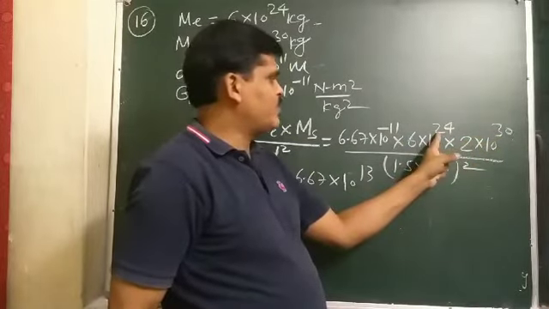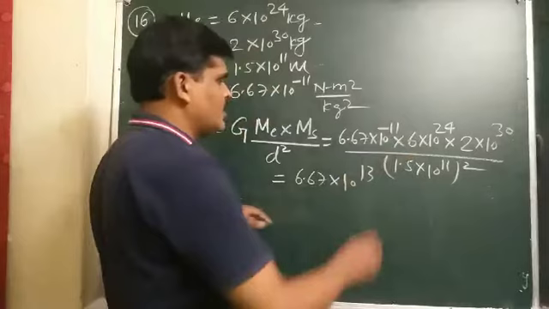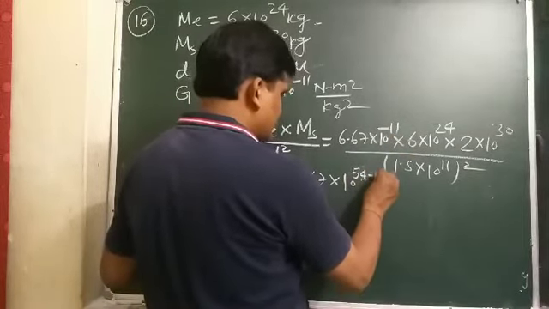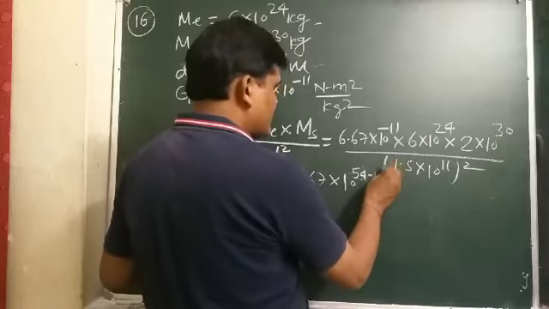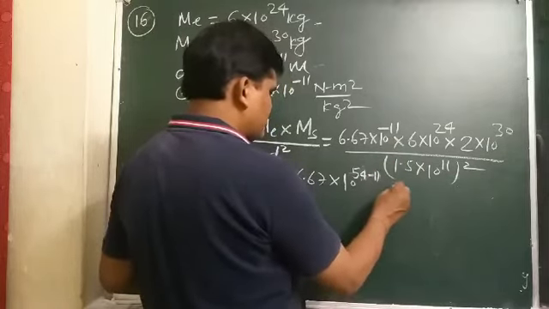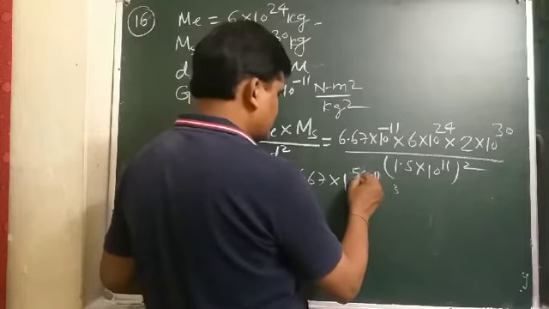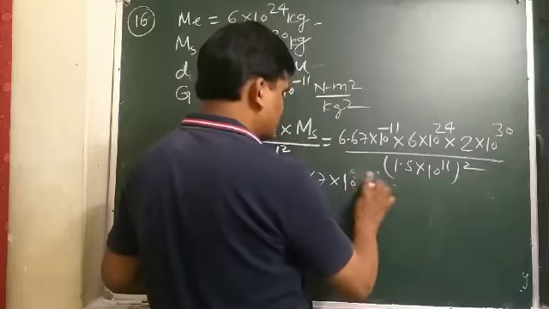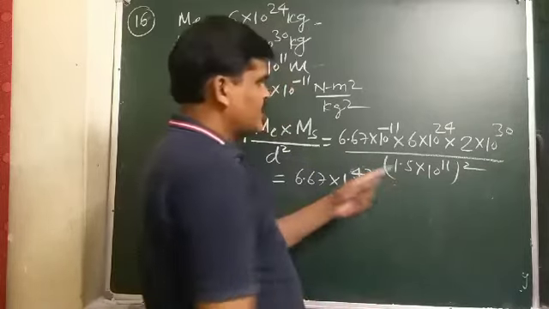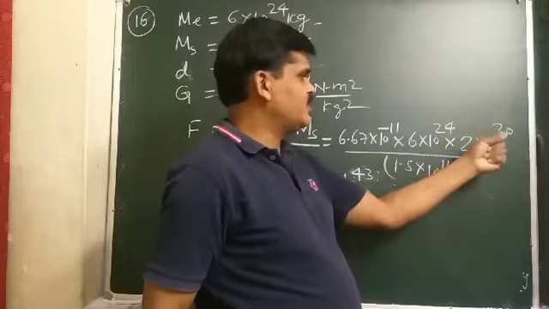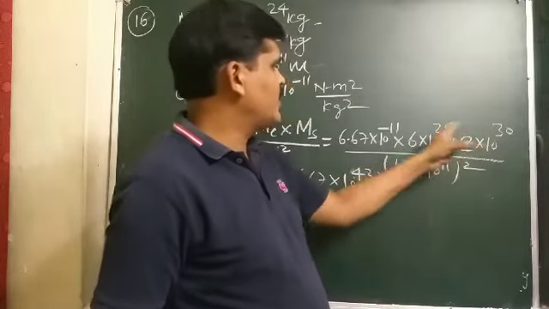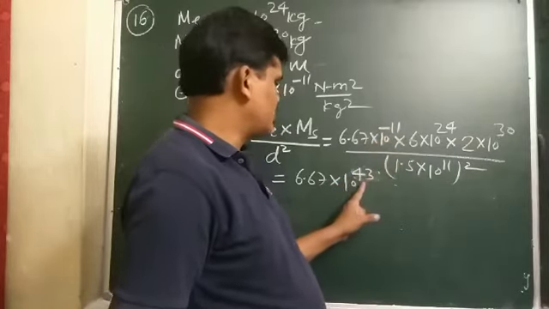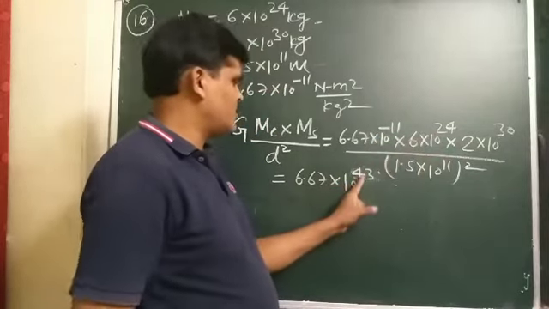30, 54, 54 minus 10, that is what? 54 minus 11. So it comes out to be that is what? 43. So here it comes out to be plus 43. This power is positive, it will be added: 30 plus 24 is 54 minus 11. So the power comes out to be plus 43.